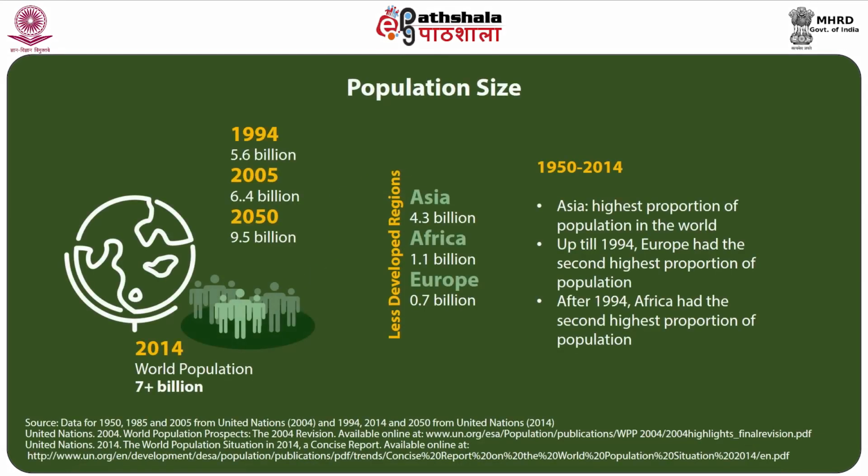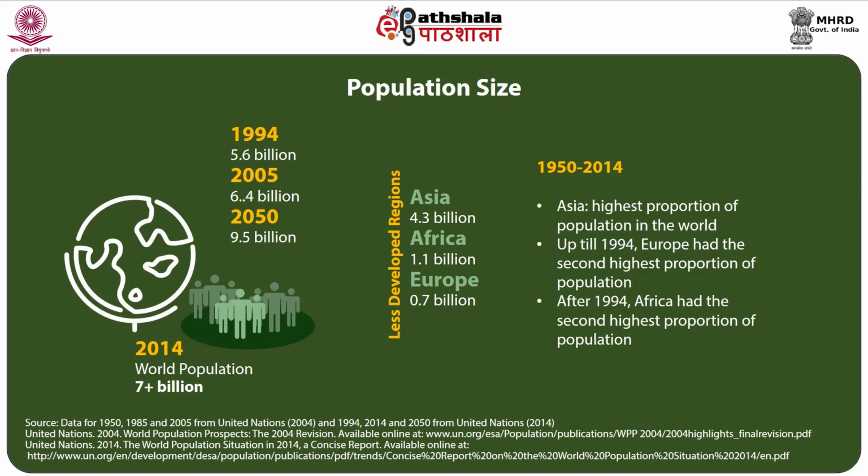If you look at the global level, in 1994 the total population of the world was 5.6 billion and it rose to 6.4 billion in 2005. It is expected to reach 9.5 billion in 2050, and at the current level it is about 7+ billion in the world. If we focus continent-wise, the highest proportion of the population is in the Asian region.